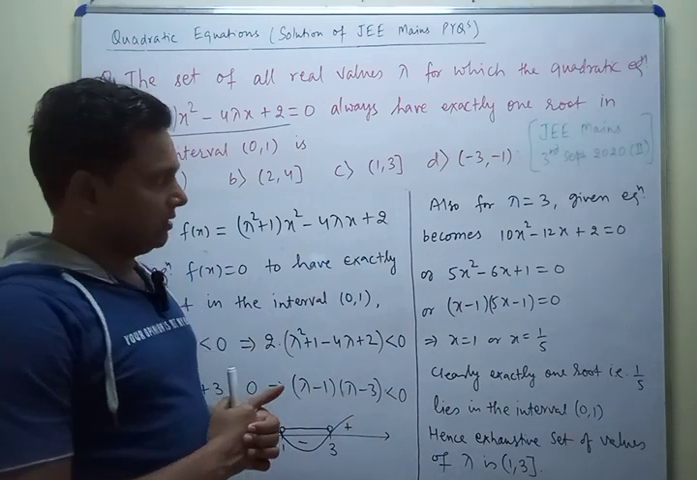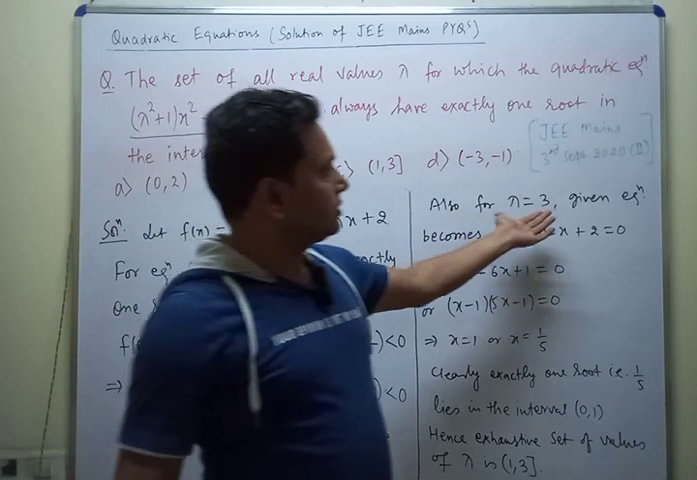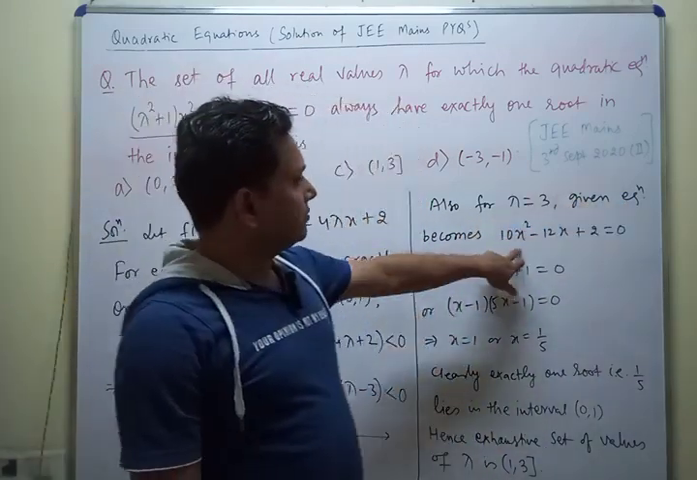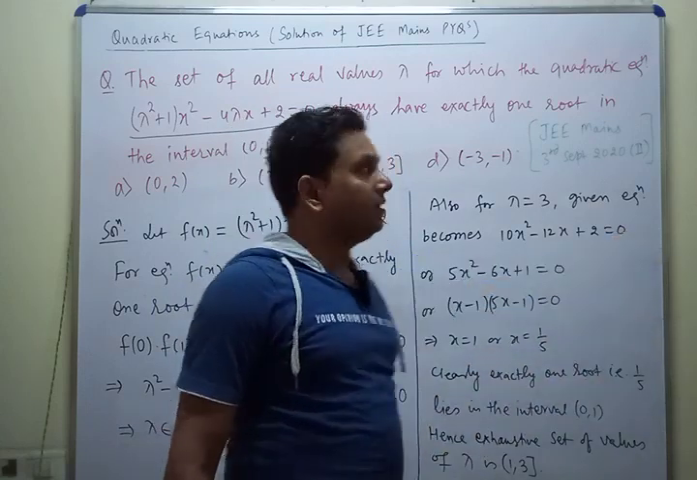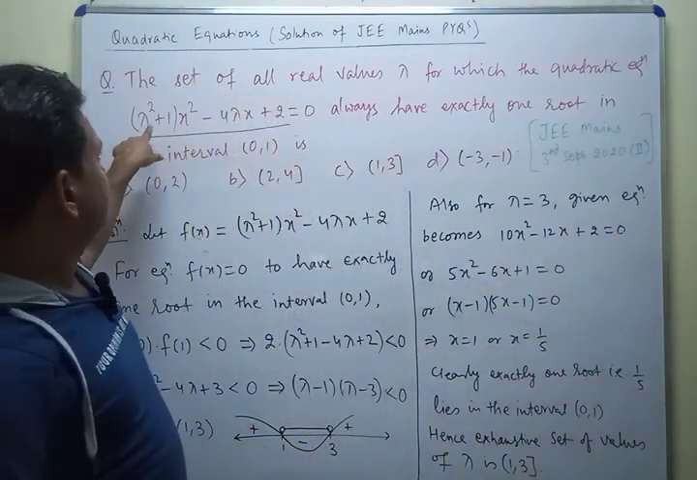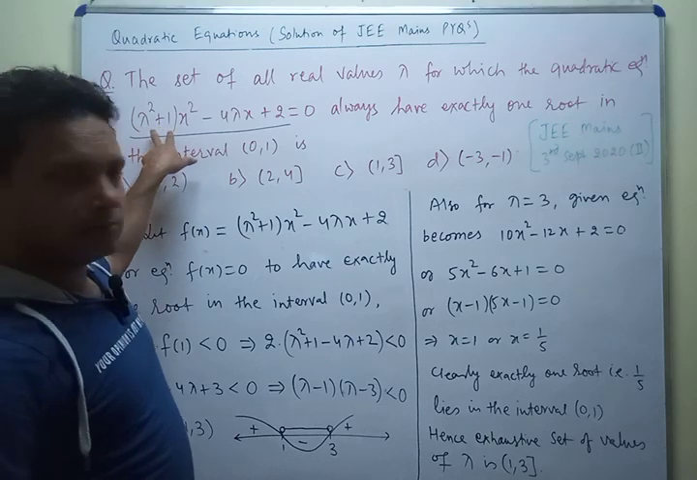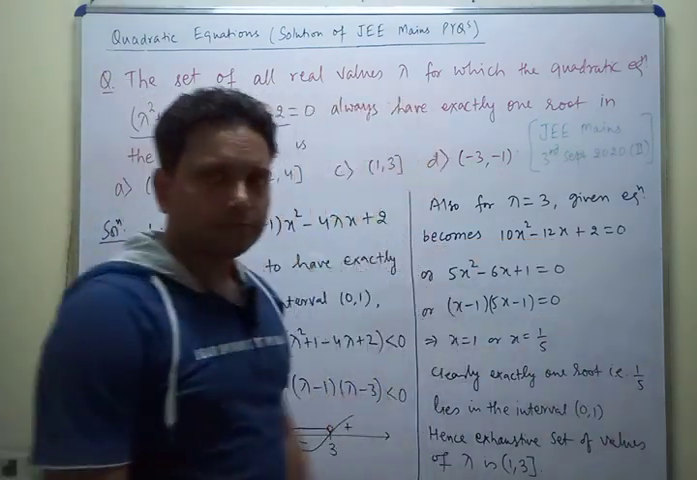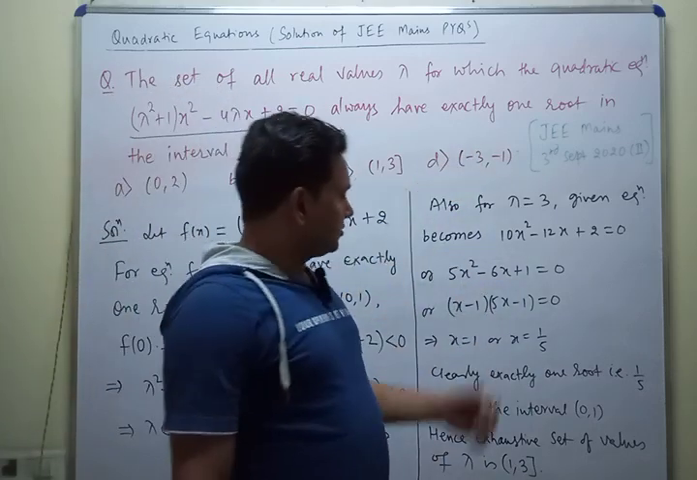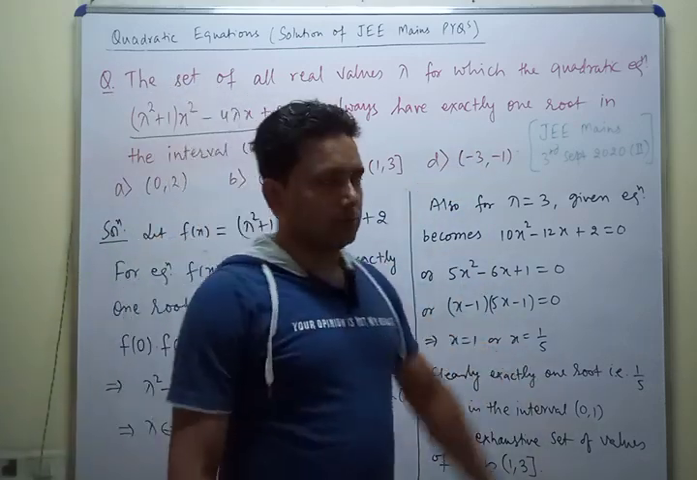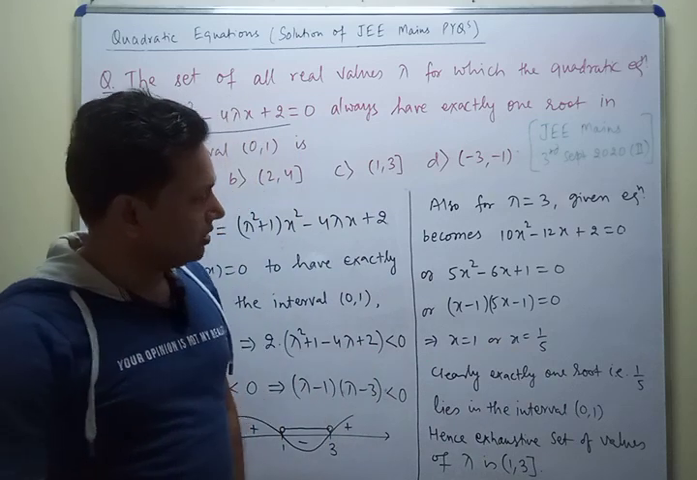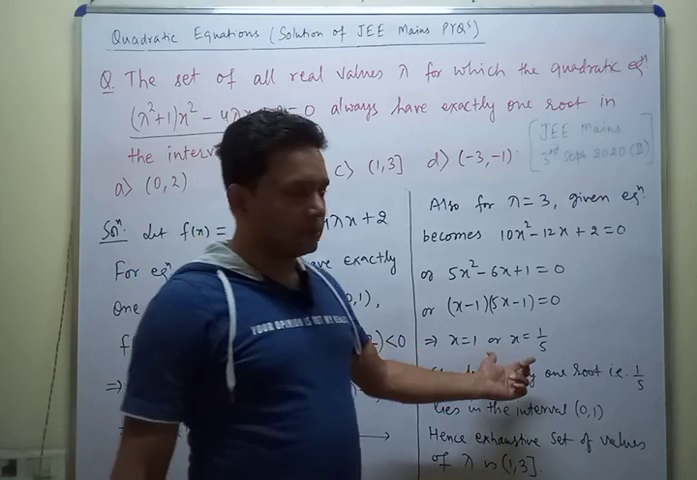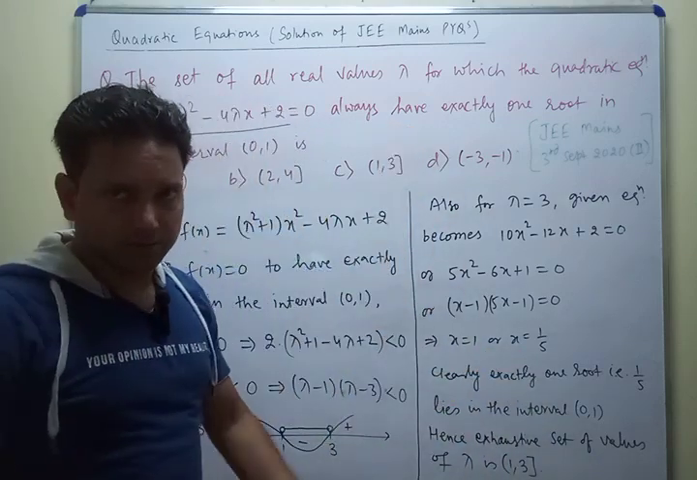When we check lambda equals 3, then the given equation becomes 10x square minus 12x plus 2 equals 0. We are putting lambda equals 3, so 3 square plus 1, that is 9 plus 1, 10. 10x square minus 12x plus 2 is equal to 0, right? Now when we solve this one, we are having x equals 1 and x equals 1 by 5. Clearly for lambda equals 3, we have one root as 1 and one root as 1 by 5. So this also satisfies the requirement of the question.